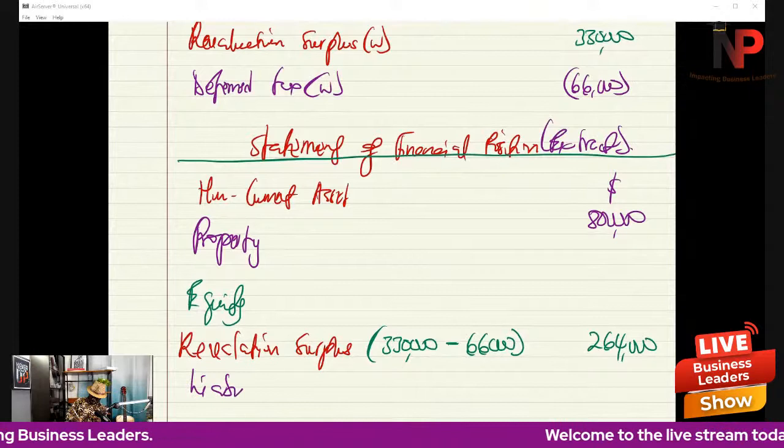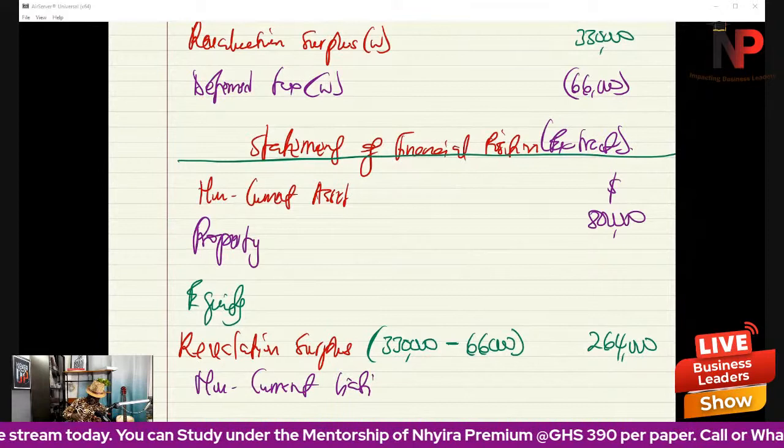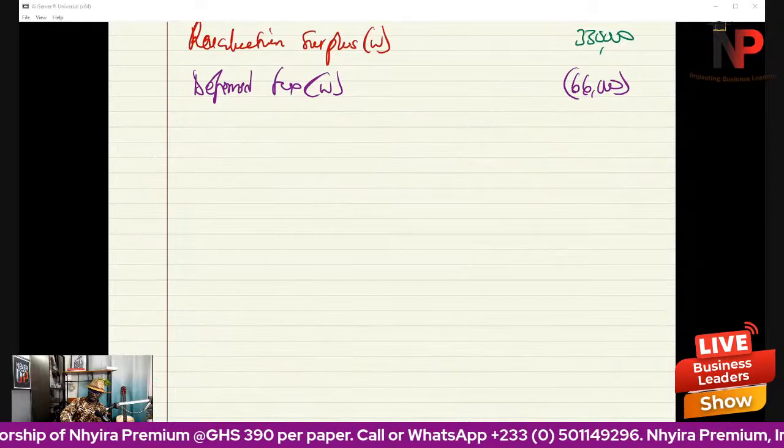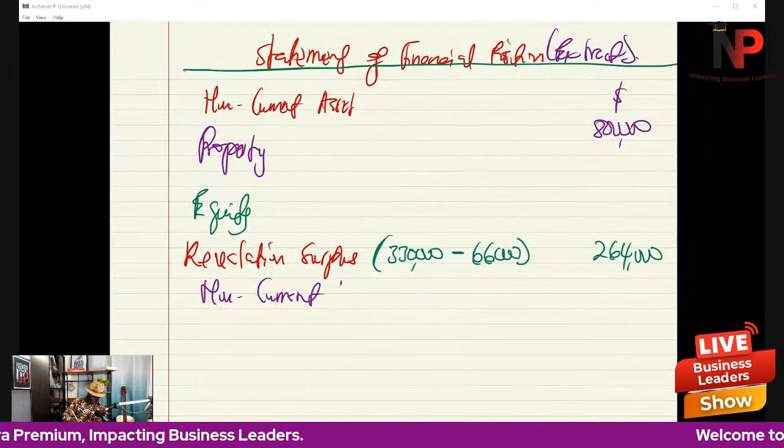And that is going to be the deferred tax. So under non-current liability, we're going to bring in the deferred tax. Let me cut this and put it on the next slide. Let's see, paste it. So what do we have? Non-current liability. That will go to the statement of financial position, and that will be the deferred tax.